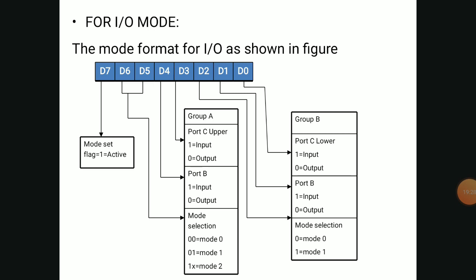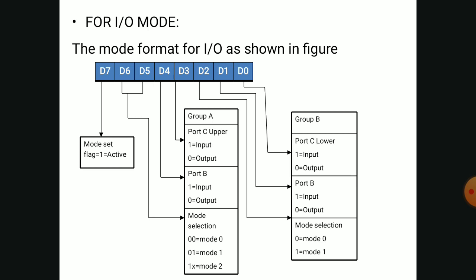Next, the D4 bit. The D4 bit is used for selecting port B, whether port B is an input port or an output port. If the D4 bit is 1, we consider that port B is an input port. If the D4 bit is 0, we consider port B is an output port.